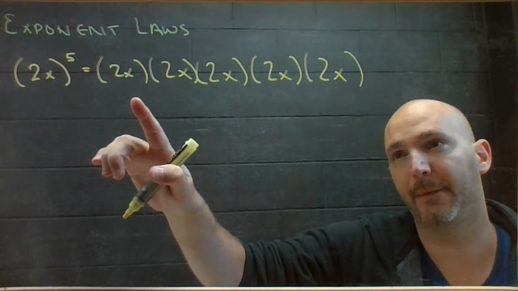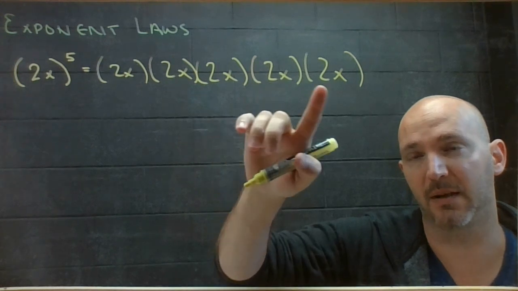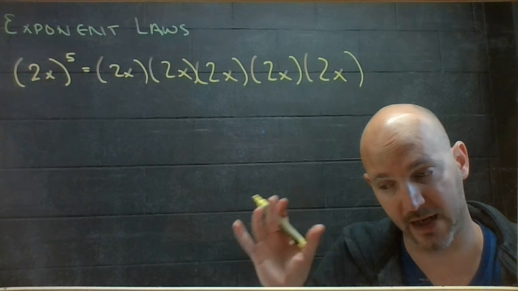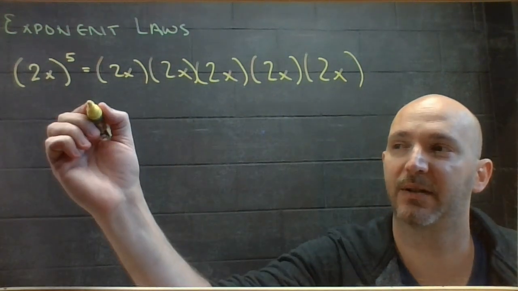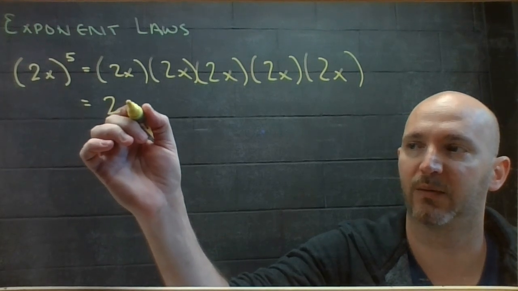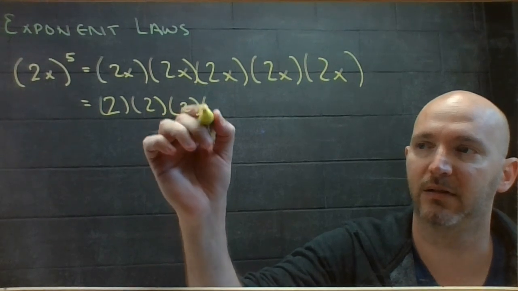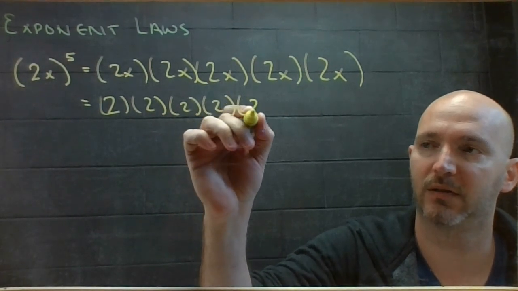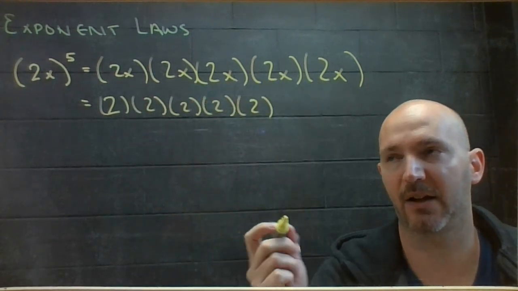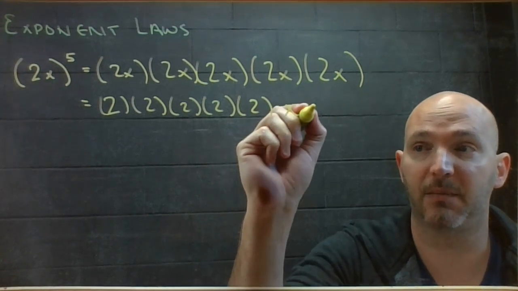Now, if I have to do 2 times 2 times 2 times 2 times 2, I can actually do that multiplication either in my head or with a calculator. So I'm just going to pull them out in front. It's 1, 2, 3, 4, 5 of them. And the x's, I can't actually multiply them because I don't know what they're worth yet. So they're just going to pile up on the back.